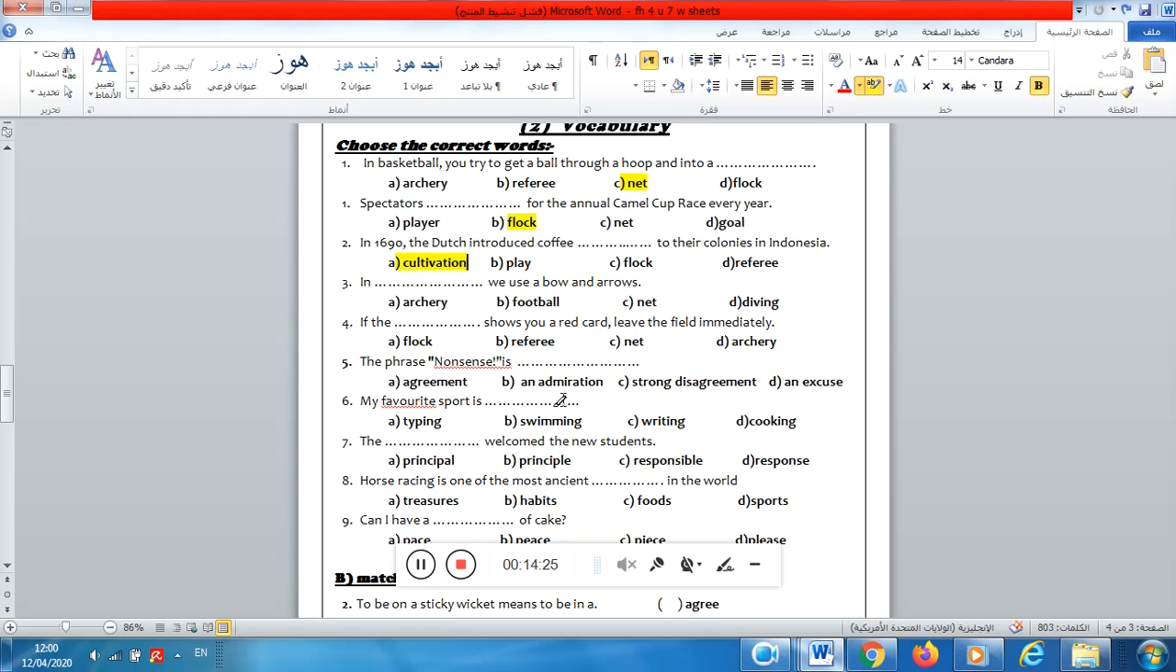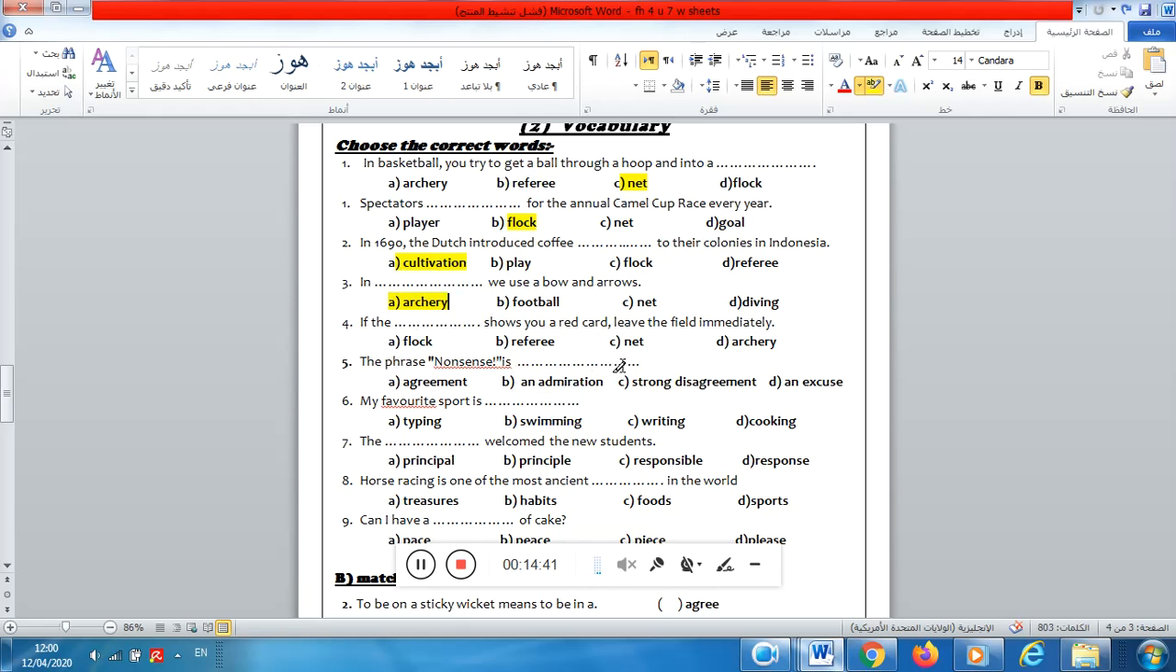In blank, we use a bow and arrows. In what? Which sport do we have bows and arrows? In archery. Right. You are right there.